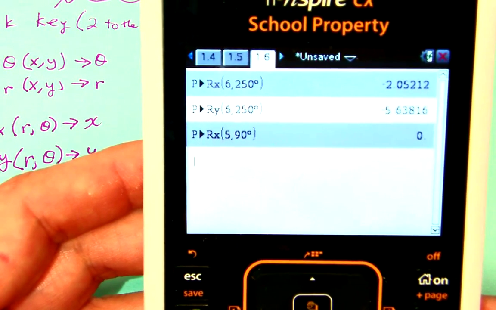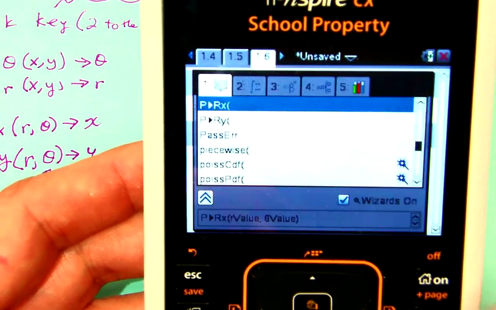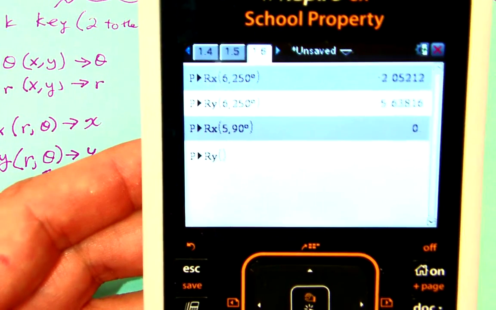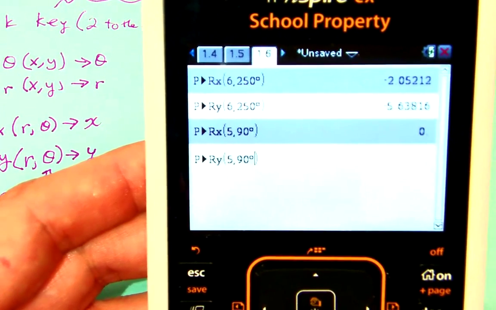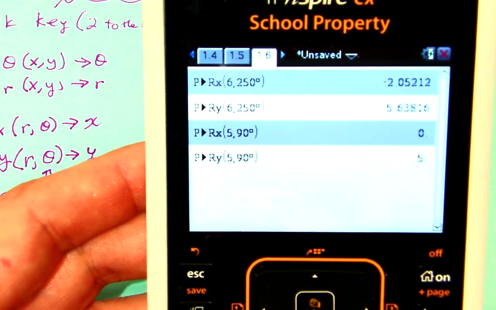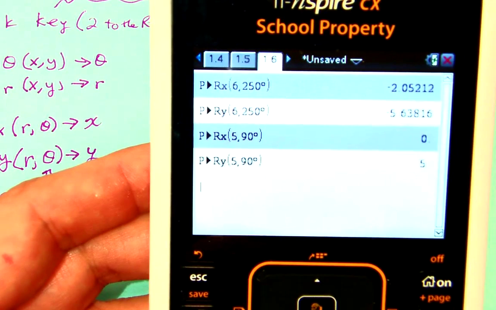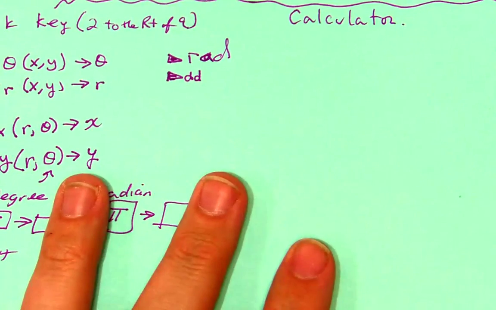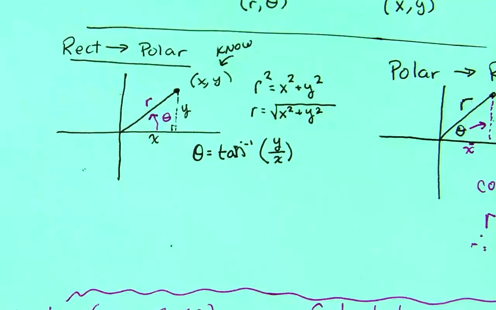to find the x, the cosine of 90 degrees is 0. Now if I want PRY, 5, 90 degrees, I got a 5. Ended up working out just the way we thought it would. So those are some really nice ways to figure out and convert using a calculator. You are going to be responsible for doing things by hand and doing things by calculator. So enjoy!